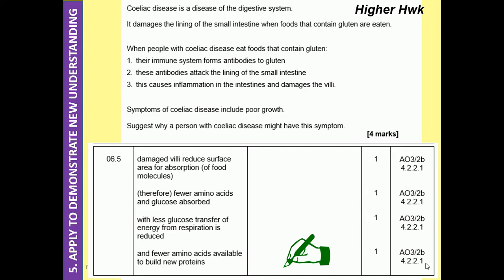And then the last mark is that those amino acids are used to build proteins. So if there's less amino acids being absorbed into the blood, there's less ability to build new proteins. And proteins are used for growth and repair. So that then links back and explains why someone with celiac disease has poor growth. Okay, so 4 valid points for a 4-mark question. Quite a tricky one. Annotate some ideas, think about what you know, link it to what they tell you.